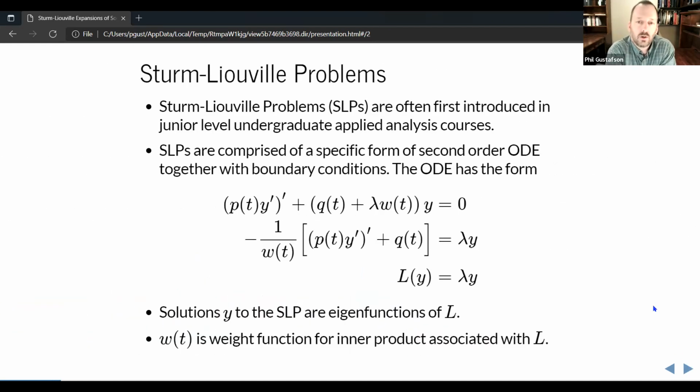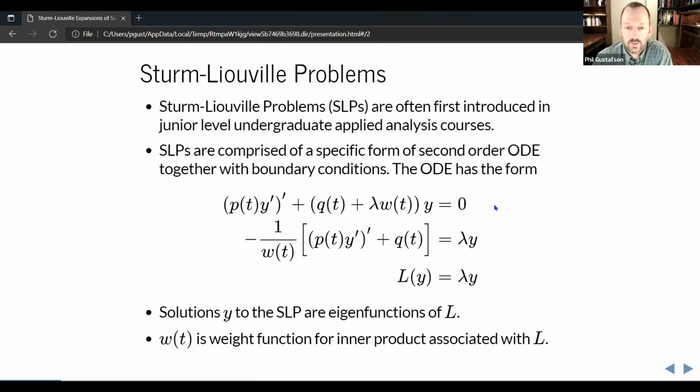Sturm-Liouville problems are often first encountered in a junior level applied analysis course. They are comprised of a specific type of second order ODE that you can see here, typically coupled with boundary conditions of different types. And the coefficients, the p, the q, and the w, are generally pertinent to modeling particular physical applications.